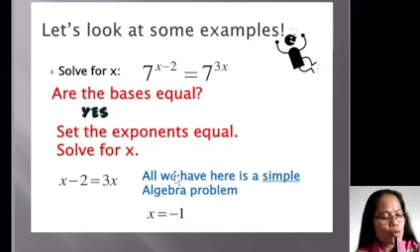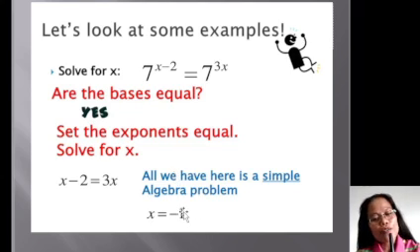We'll subtract 3x from both sides. So x minus 3x is equal to 3x minus 3x plus 2. Then x minus 3x is negative 2x, and here is positive 2. To find the value of x, we have to divide both sides by negative 2. So negative 2x divided by negative 2 is x, and 2 divided by negative 2 is negative 1. So the value of x there is negative 1.